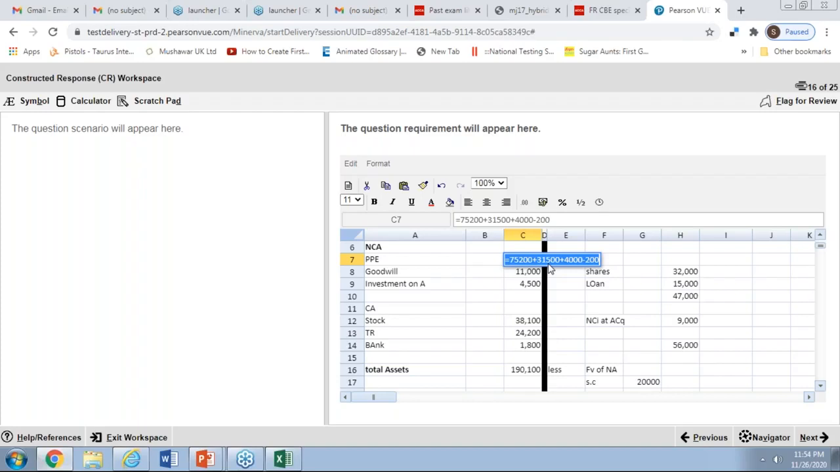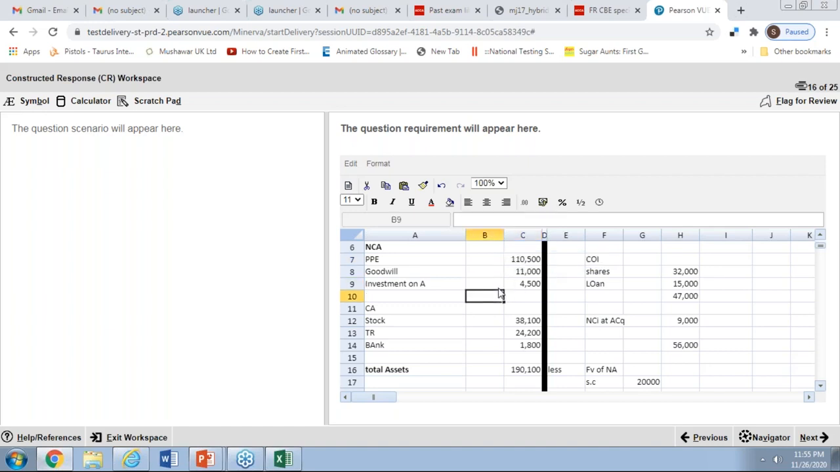Why do we add 4,000 in the PPE when you cancel? I didn't cancel the figures. It's actually the impact on the net assets, which was effectively zero. But I didn't cancel the asset and the liability. So the asset should be recorded on the asset side and the liability should be recorded on the liability side.